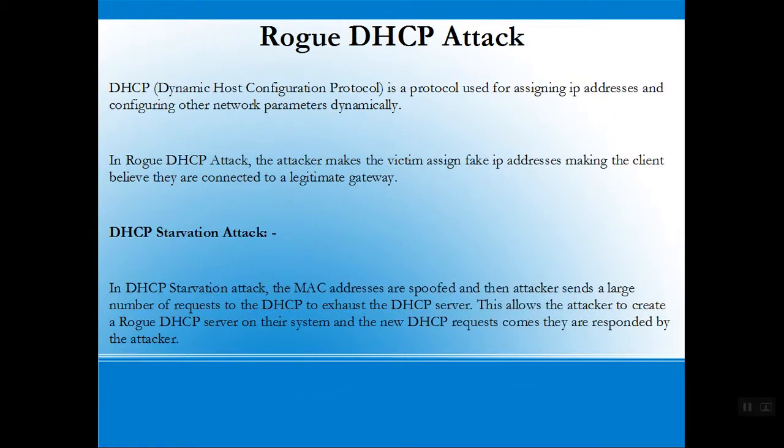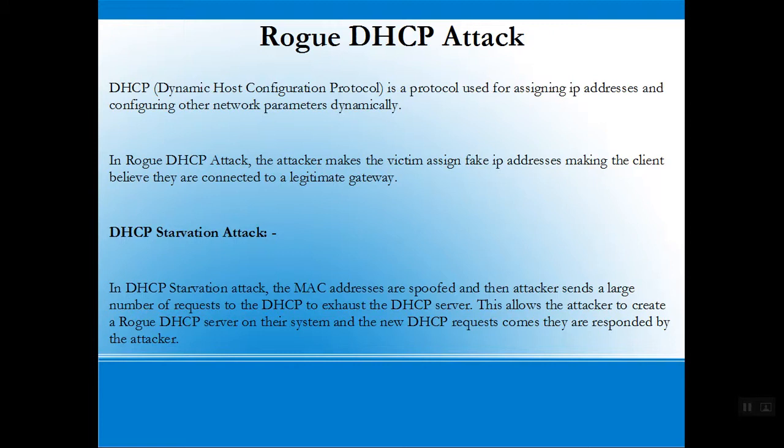Now we see the third type of attack that can be done through sniffing, which is the rogue DHCP attack. DHCP, or Dynamic Host Configuration Protocol, is a protocol used for assigning IP addresses and configuring other network parameters dynamically. In a rogue DHCP attack, the attacker makes the victim assign fake IP addresses, making the client believe they are actually connected to a legitimate gateway.